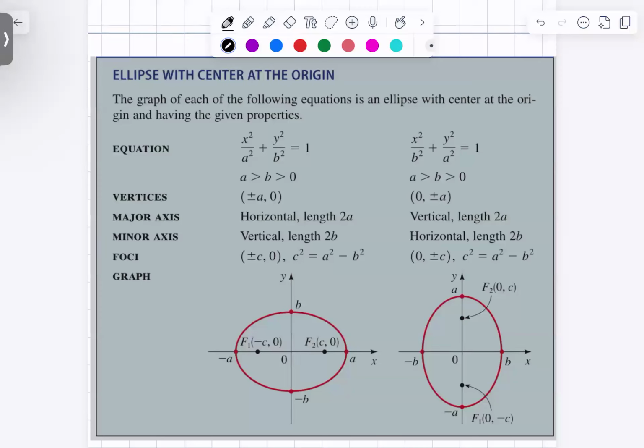So the equation of an ellipse, you guys can look at the equation. The key point to remember is that it's always going to equal 1. That's the first thing. It's always going to equal 1. And we are going to be adding x squared plus y squared equals 1. And whatever your denominator is, that's your a squared and your b squared.